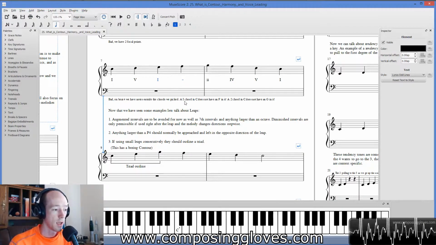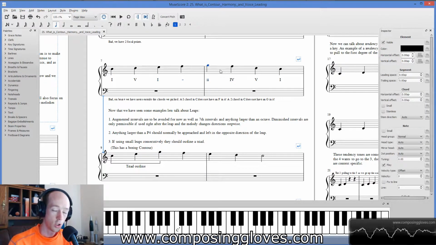Okay. And then we say, if we come over here, a 1 chord in C does not have an F in it. And then over here we have a 2 chord. And I've got a G. And the 2 chord is D minor, which is DFA. There's no G in this chord. So this is also bad. Not good.